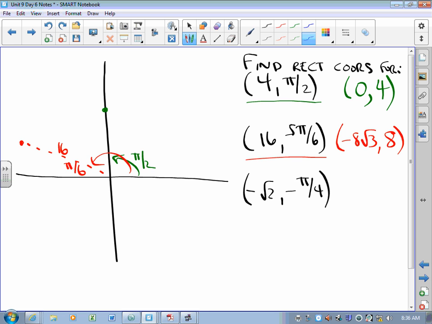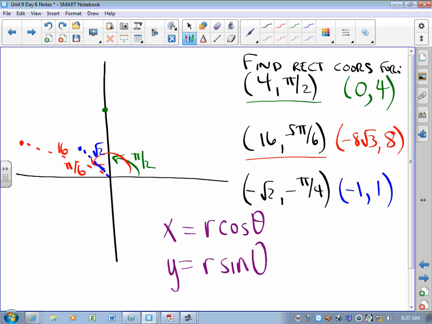Last but not least, if I'm at negative radical 2 on the pole and I rotate negative pi over 4, that's a clockwise rotation. This radius is radical 2 in its length, and so that tells me that I went left 1, up 1 to get there. Generally speaking, if I want the x coordinate and I know the polar coordinates, that is r times cosine theta. The y coordinate is r times sine theta. Those are things you need to tuck away. You need to have those at your disposal at all times.